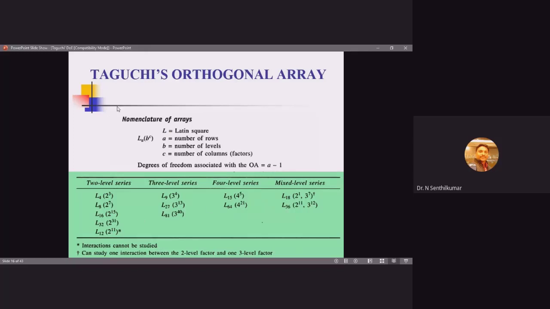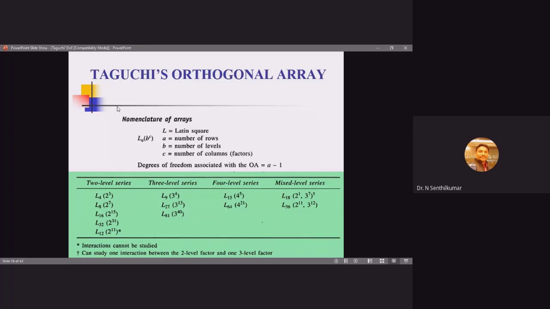So, in the experimental design of Taguchi also, we have 2-level series, 3-level series, 4-level series, and more importantly, it has mixed level series. What is meant by mixed level? One parameter can be varied only through 2 levels. It cannot be varied above that. While the other parameters can be varied through 3 levels. So that is called mixed level.